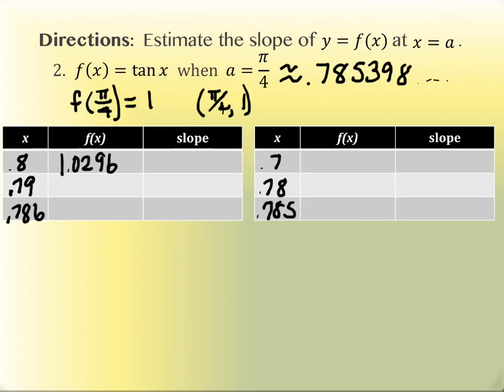Okay, so is everybody good with the 1.0296? All right, what do you get for the 0.79? 1.0092. Okay, and how about 0.786? 1.0012. Okay, is that good for everybody? Pretty close anyway, what you have? All right, let's do the other table.